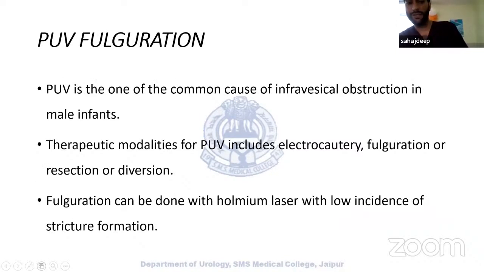Posterior urethral valve fulguration. Posterior urethral valve is one of the most common causes of intravesical obstruction in male infants. The various therapeutic modalities available for PUV include electrocautery, fulguration, resection, and diversion. Fulguration can be done with holmium laser with a low incidence of stricture formation.